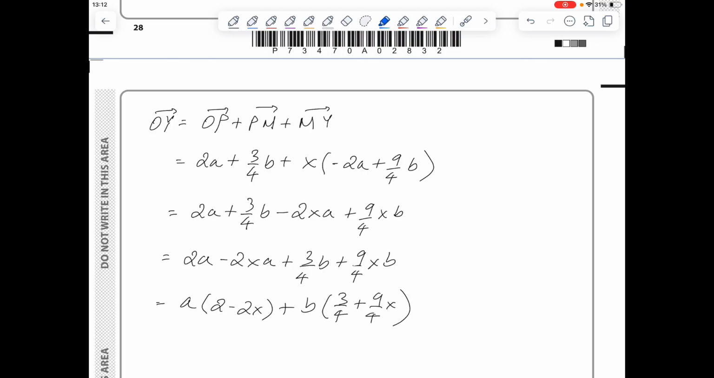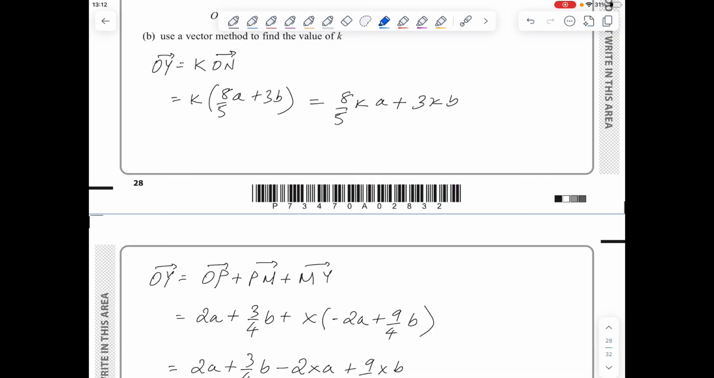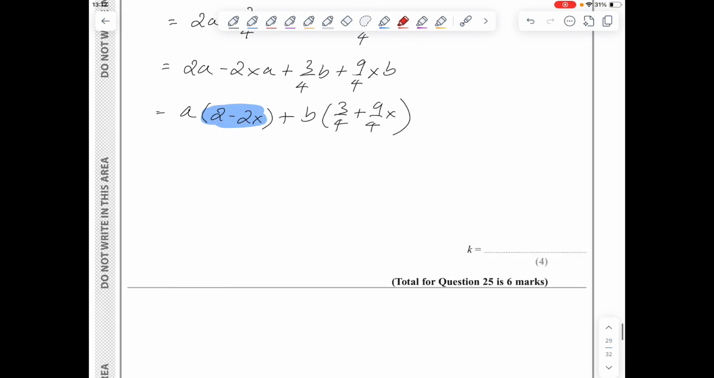So the first equation I'm going to have is 2 minus 2x must be equal to 8/5 k, and the second equation will involve the coefficients of b. So 3k is equal to this expression here. So let's write those down. 2 minus 2x is equal to 8/5 k, and the second one is 3/4 plus 9/4 x is equal to 3k. And I'm going to solve this simultaneously.